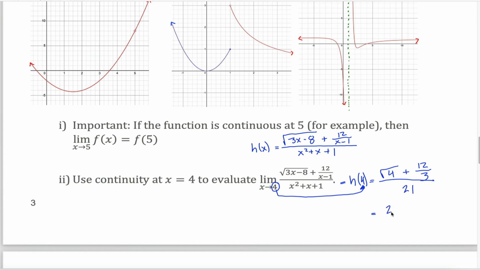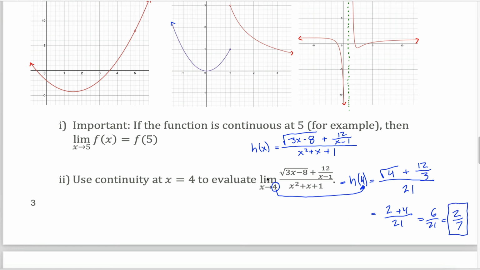The square root of 4 is 2. 12 thirds is 4. So I have 2 plus 4 over 21. In other words, 6 21sts, or if I really want to reduce fractions, 2 sevenths. When I put 4 into this ugly machine, 2 sevenths comes out, and because this function is continuous at x equals 4, the limit as x approaches 4 of this huge mess is just 2 sevenths.